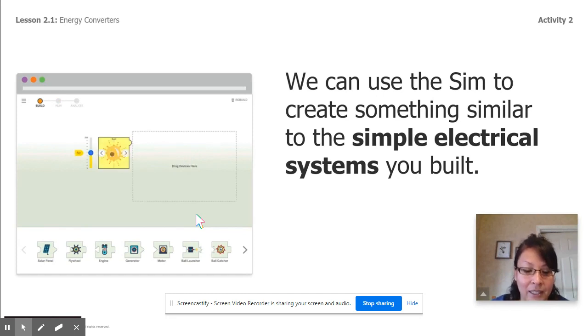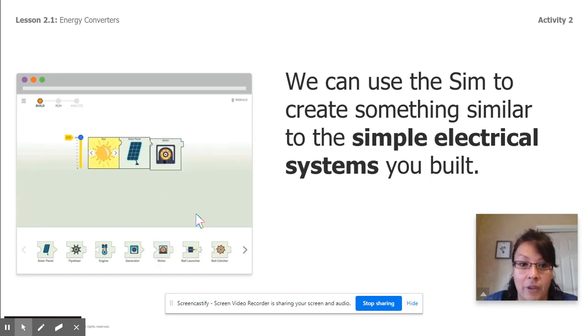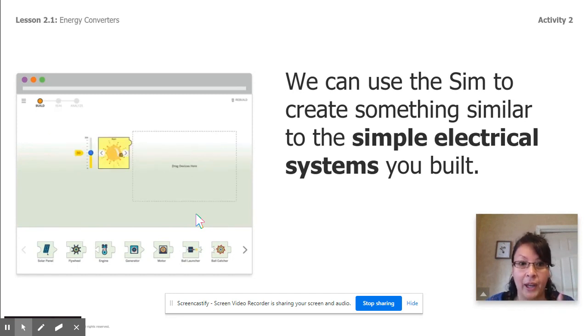We can use a sim to create something similar to the simple electrical system that you built. We're going to select the sun as an energy source and then drag and drop a solar panel, motor, and flywheel into the system. Since the sim does not include a fan, a device called a flywheel can represent the blades of the fan because the flywheel blades move and so did our fan. When we built our simple electrical systems, we used a motor with fan blades attached to it. So in the sim, the motor and the flywheel together represent the whole fan.